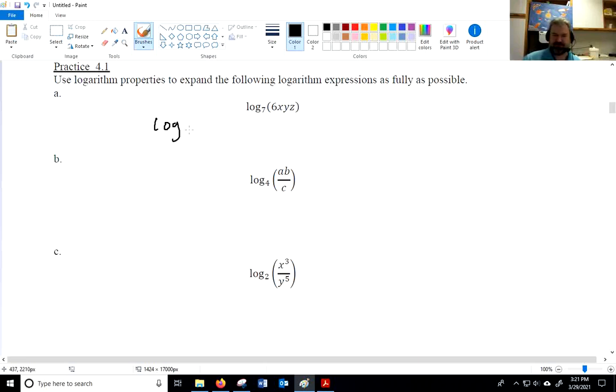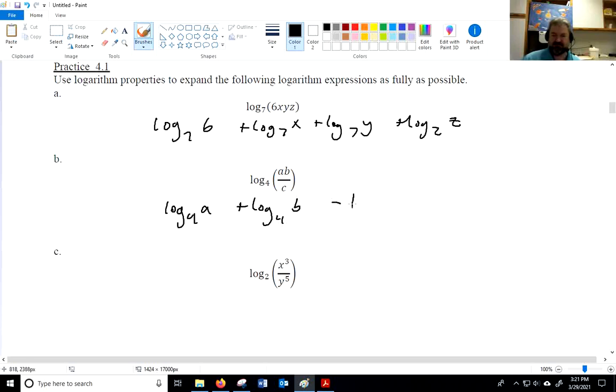You should have called this the log base 7 of 6 plus the log base 7 of x plus the log base 7 of y plus the log base 7 of z. On the next one, we have the log base 4 of a plus the log base 4 of b, then minus the log base 4 of c.